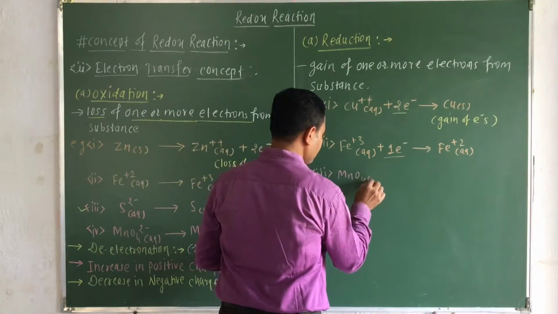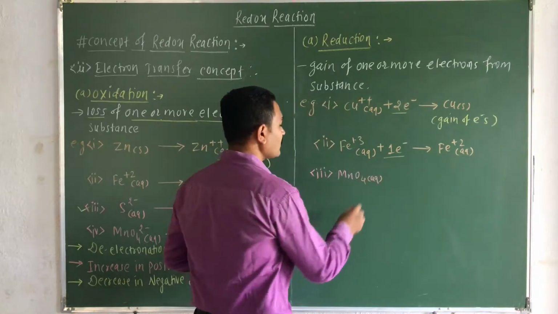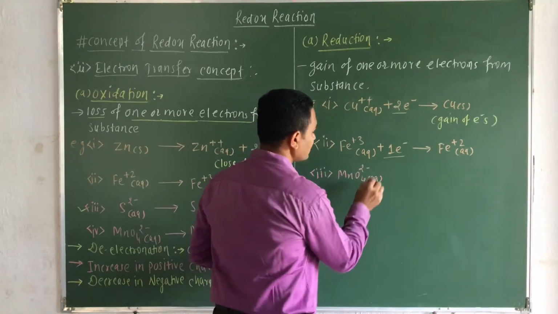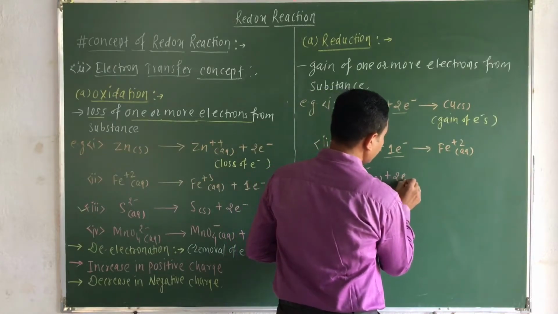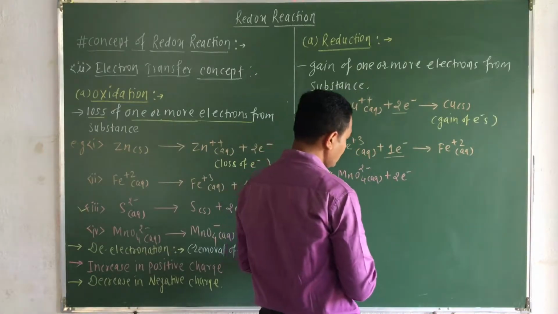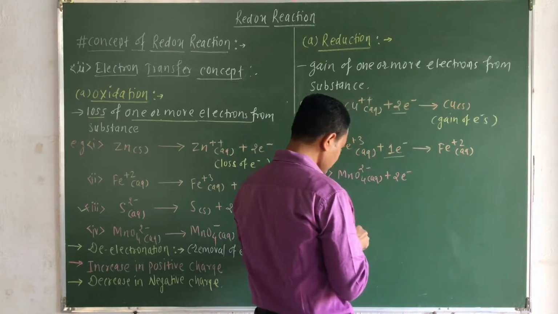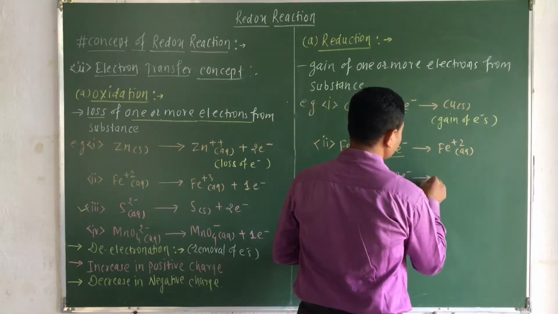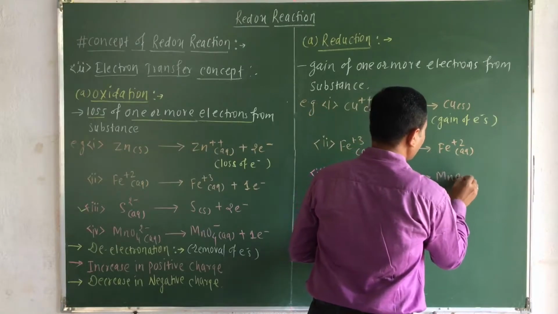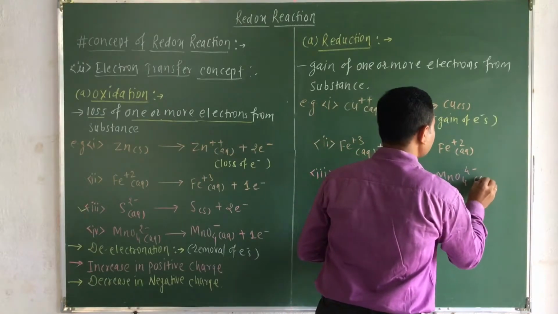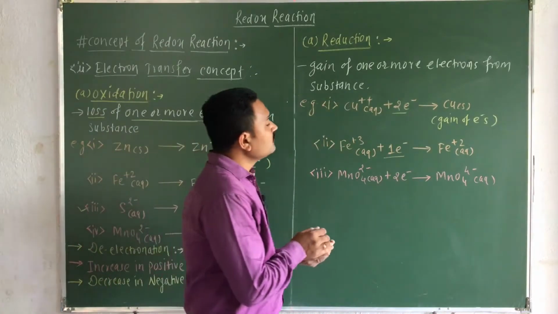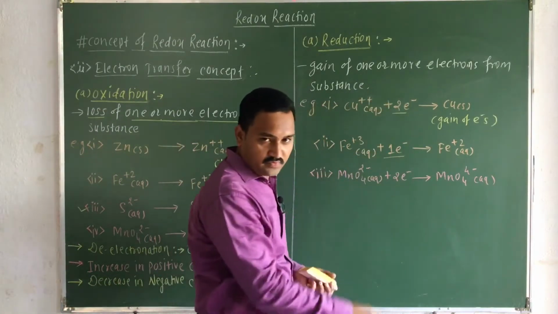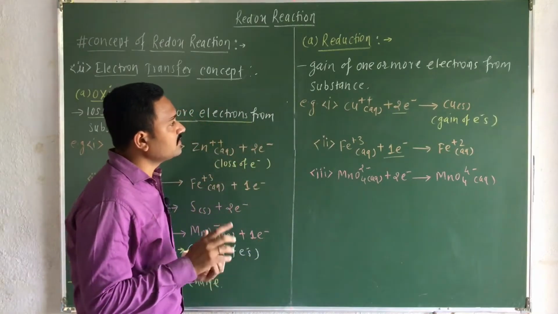MnO4 minus aqueous plus 2 electrons gives MnO4 2 minus aqueous. So this is about the examples of the reduction reaction.